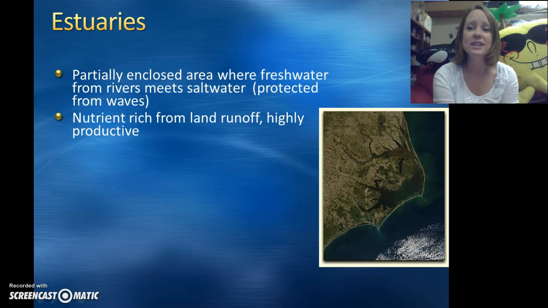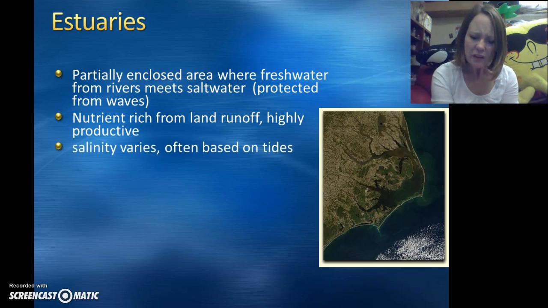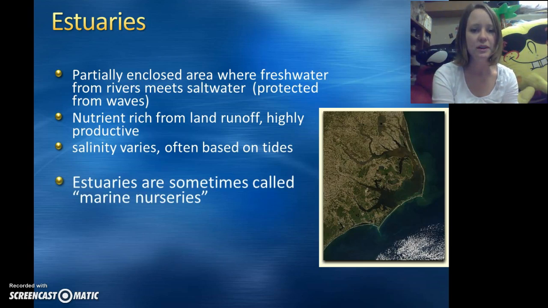So we get a lot of nutrients that are running off of the land, so it's highly productive. We've got a lot of primary productivity. So one thing that varies in this area is salinity. During high tide, when the ocean water is a little bit higher, you're going to have higher salinity. Low tide, you're going to have more fresh water.